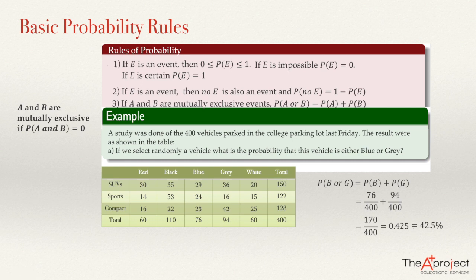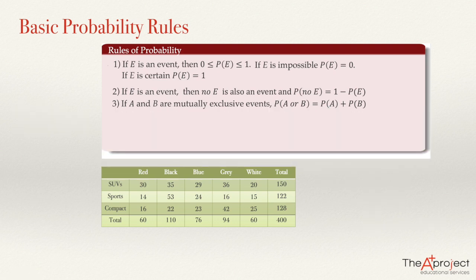And this is the way to apply this third rule. When we have two events that are mutually exclusive and we know the probability of each of them, then we can add together the two probabilities and we find the probability of the union, the B or G. So the probability of the first event or the second event. This is also the probability that you are going to choose at least one of these two events. Let's see a fourth rule.